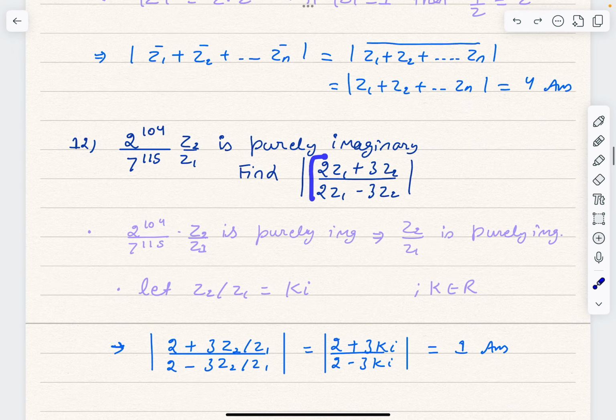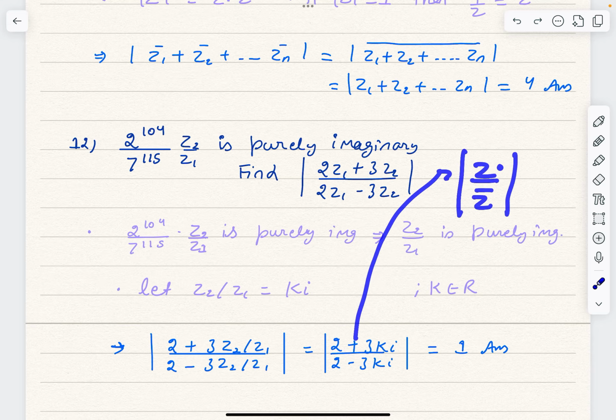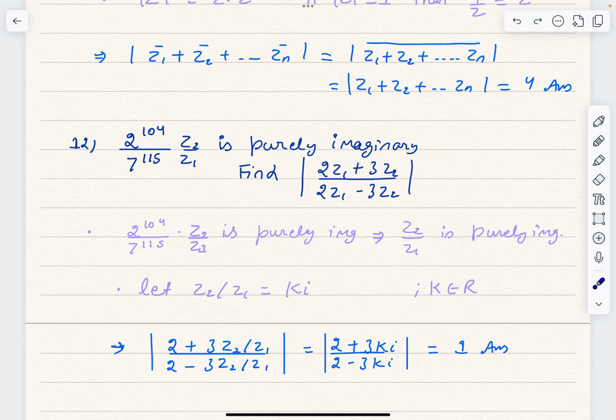Now, they're asking this thing: divide both by z1. So you get (2 + 3 z2/z1)/(2 - 3 z2/z1). z2/z1 is k iota, so you get (2 + 3k iota)/(2 - 3k iota). If I take this numerator as z, the denominator will be nothing but z bar. So |z|/|z bar|, both are equal, so it is just 1. If I take this as z, this is nothing but the conjugate of that. I hope you remember conjugate.